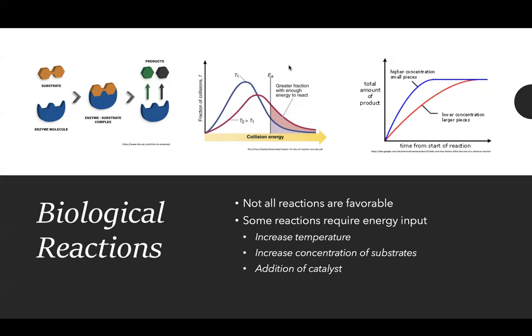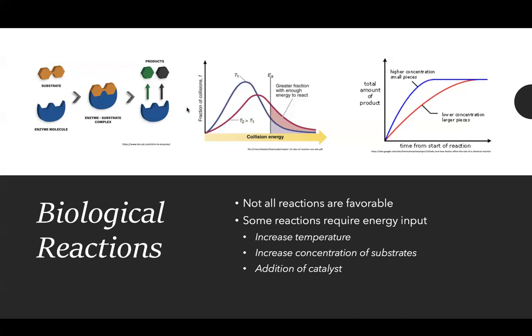So one thing that we can do is we can increase the temperature, which will increase the collision energy. So if you look at this graph, you can see that at normal temperature, the fraction of collision is not as high, but if we increase the temperature, the fraction of collision is a lot higher because we have more collision energy and the likelihood of two substrates colliding is a lot higher.